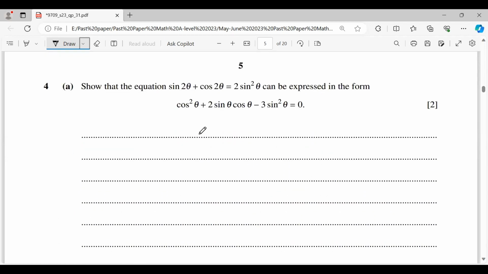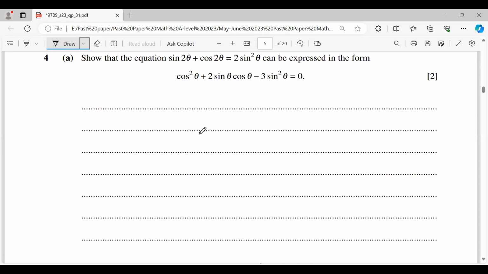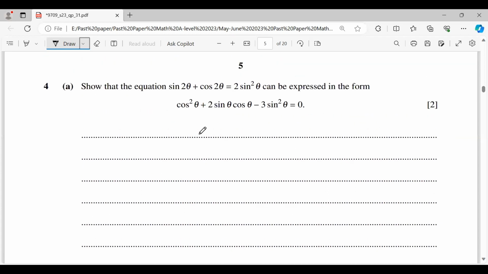Number 4, show that the equation sine 2 theta plus cosine 2 theta equals 2 sine squared theta can be expressed in the form cosine squared theta plus 2 sine theta cosine theta, okay, minus 3 sine squared theta. Okay, right.